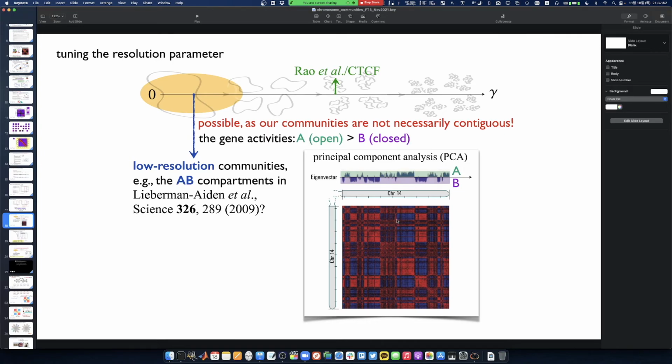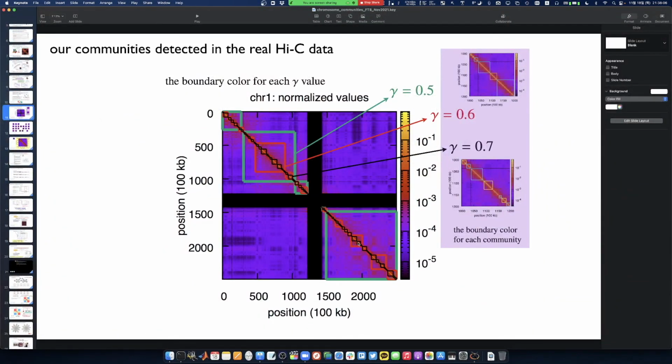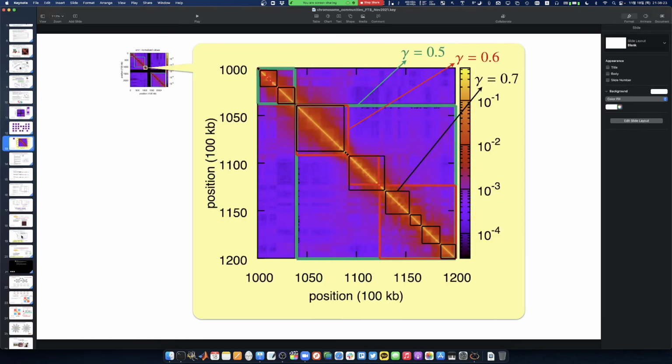The fact that our method is versatile and flexible means that we can detect all the way from a very coarse level of separation at very low resolution to very fine-grained resolution as well. If we just slightly tune the gamma parameter from 0.5 to 0.7, we have hugely different scales of communities here. So this AB pattern is definitely one example of these non-contiguous communities.